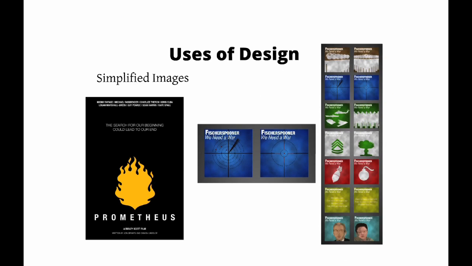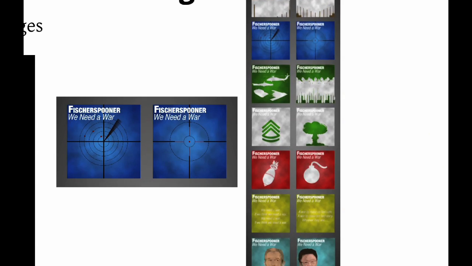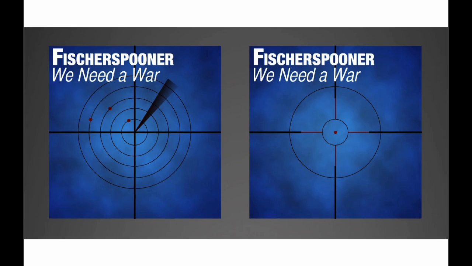This leads us to simplified imagery. Simplified posters are now used more and more commonly so the designer can communicate a message or even a hidden message about a piece of popular culture like a movie, a TV show, or even a book. Here we see a collection of images of designs for a vinyl cover of Fisher-Spooner's We Need a War. If we have a look at a close-up here, we can see that the one on the left is referring to a radar screen and the one on the right is a sight on a rifle. These are both referring to the war in the actual song's title.